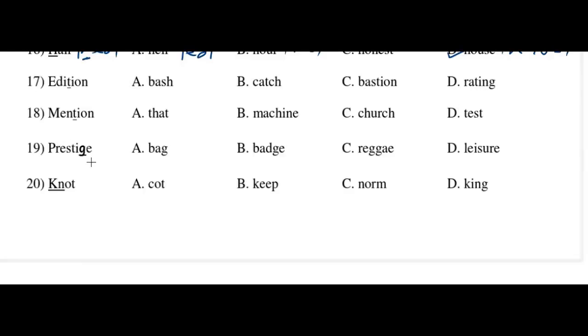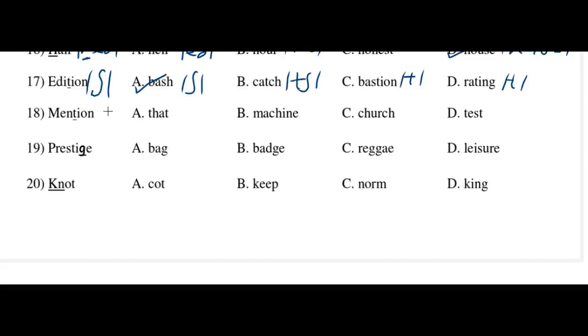Then we have 17, edition. The underlined consonant is sh. Option A, we have bash, sh. Option B, we have catch, that's ch. Option C, we have bastion, that's ch. Then option D, we have rating, that's t. So the one we are looking for is sh, which is option A.